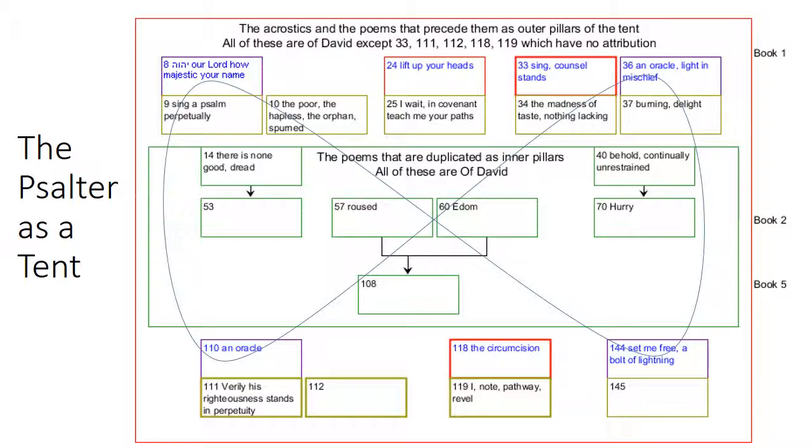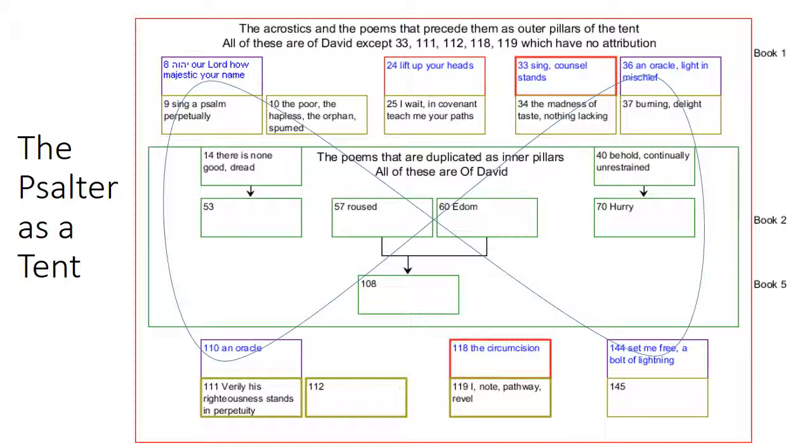And the pair of high wires from 8 to 144 and from 36 to 110, which we mentioned in the previous slide, help hold the tent canvas up as well. These are thick cables. There are, of course, other relationships between psalms which we've discussed during the course. Perhaps the weight of those thick cables rests on the duplicated psalms.